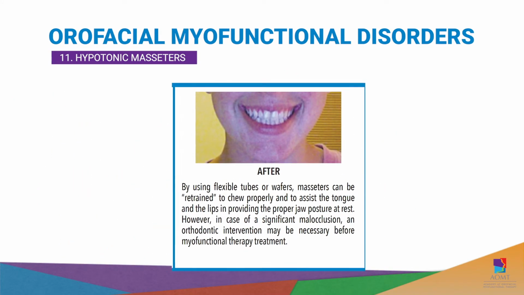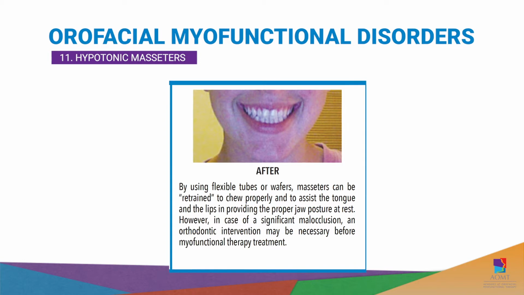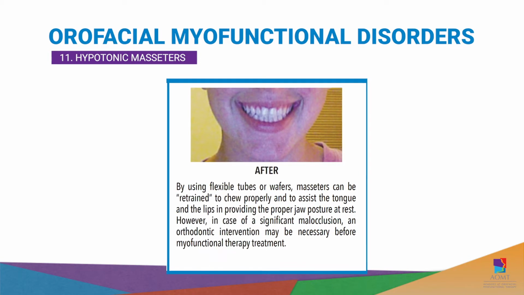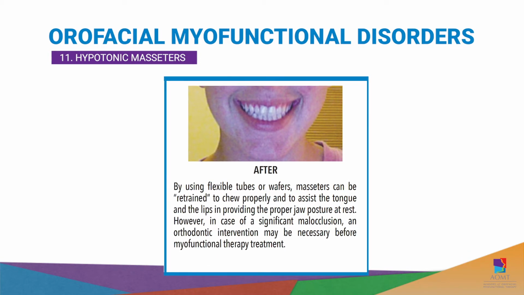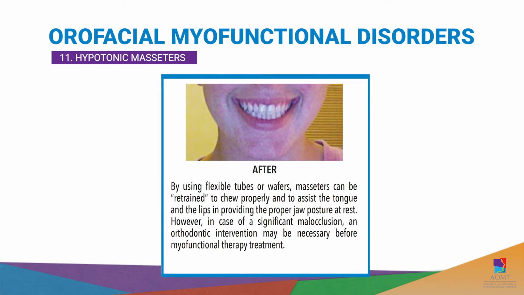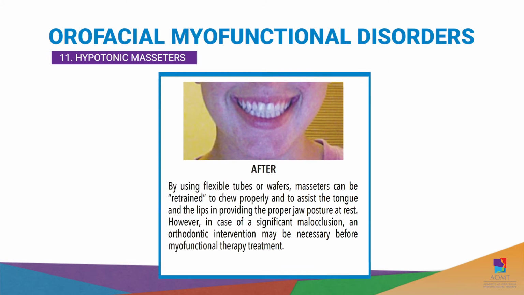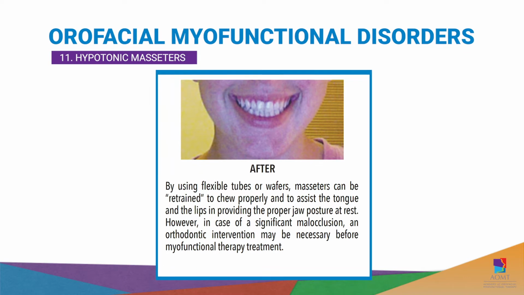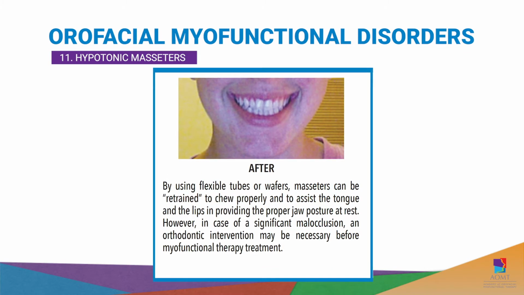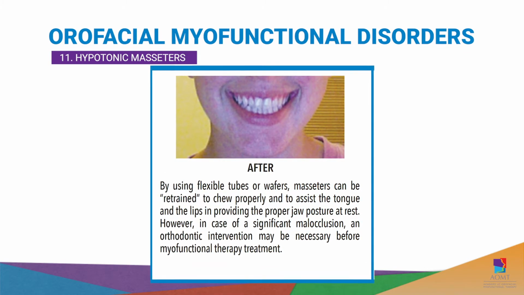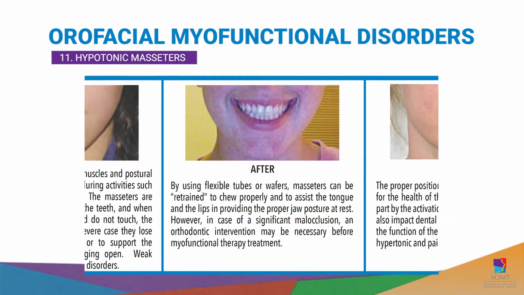After. By using flexible tubes or wafers, masseters can be retrained to chew properly and to assist the tongue and lips in providing the proper jaw posture at rest. However, in the case of significant malocclusion, an orthodontic intervention may be necessary before myofunctional therapy.